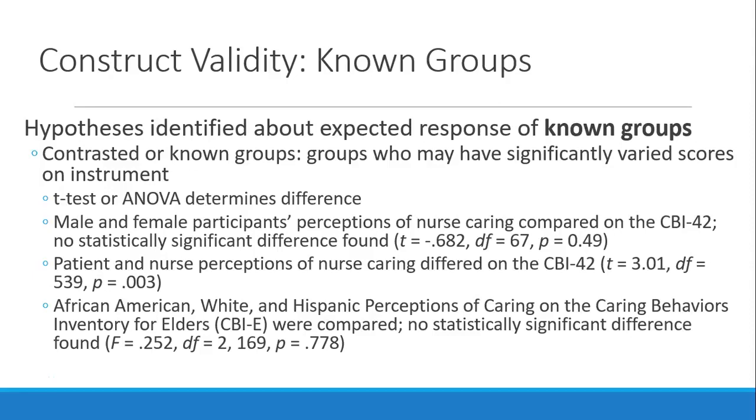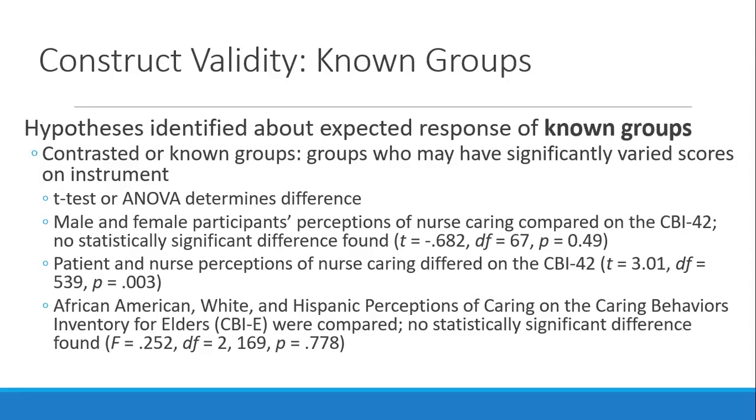So first is construct validity of the known groups type, and this means that you might have opposite kinds of people involved, such as male and female participants. You can see here on the CBI 42 that there was no difference between the genders. So that was important. Another study on the CBI 42 where the patient and nurse perceptions of nurse caring were tested, that they were statistically significant, and that was reported. So that was a t-test. Both of those examples are t-tests.